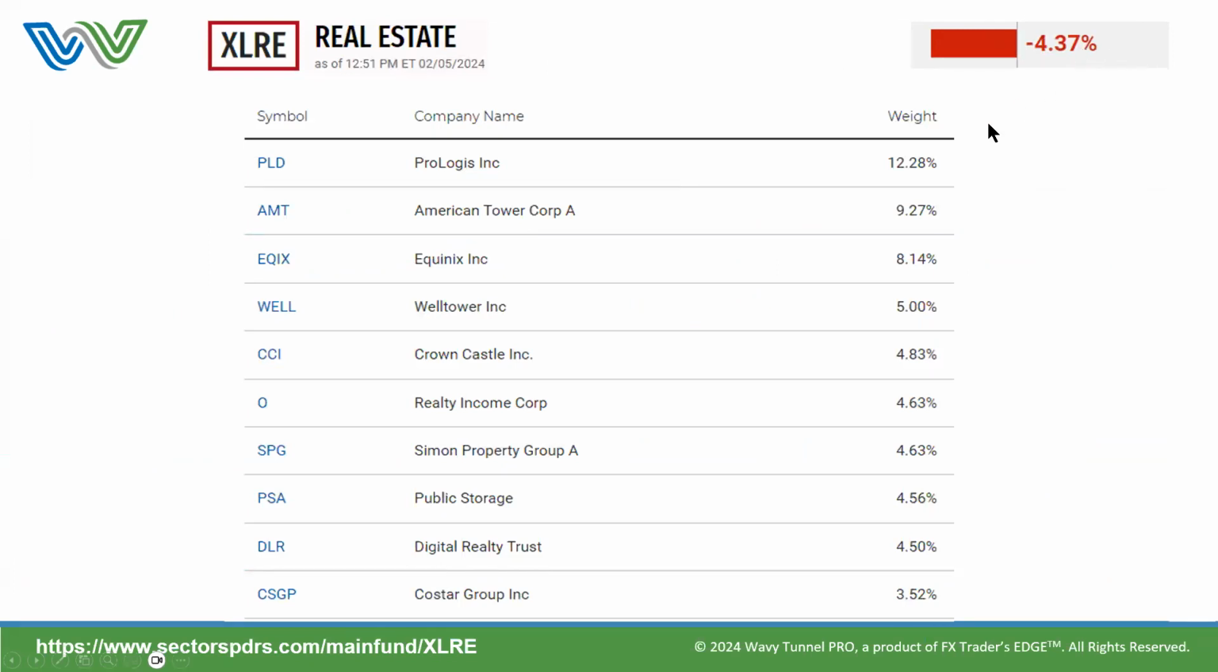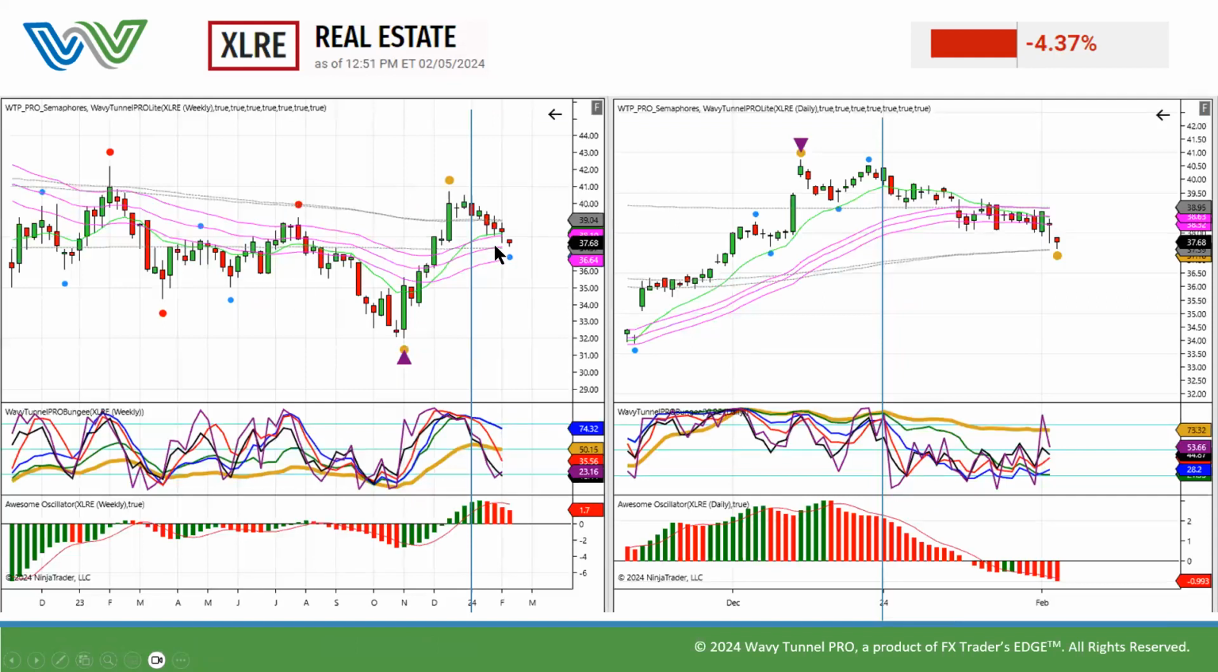XLRE down 4.37%. And these are some of the biggest holdings, the 10 biggest holdings in real estate. So this is definitely a laggard. And yeah, I mean, also we're at significant support here on the weekly and we're at significant support on the daily. I don't know. Some people think that real estate is going to turn around. Not a bad level to be buying here.